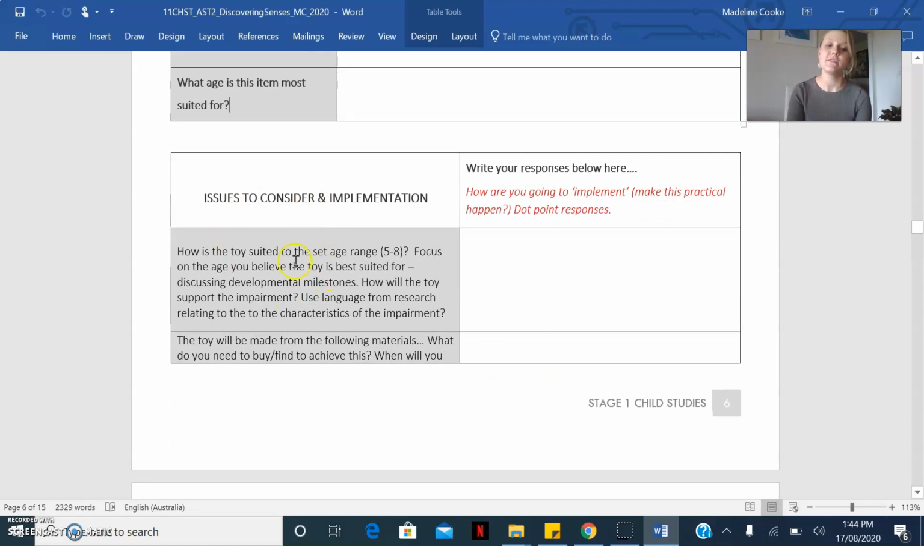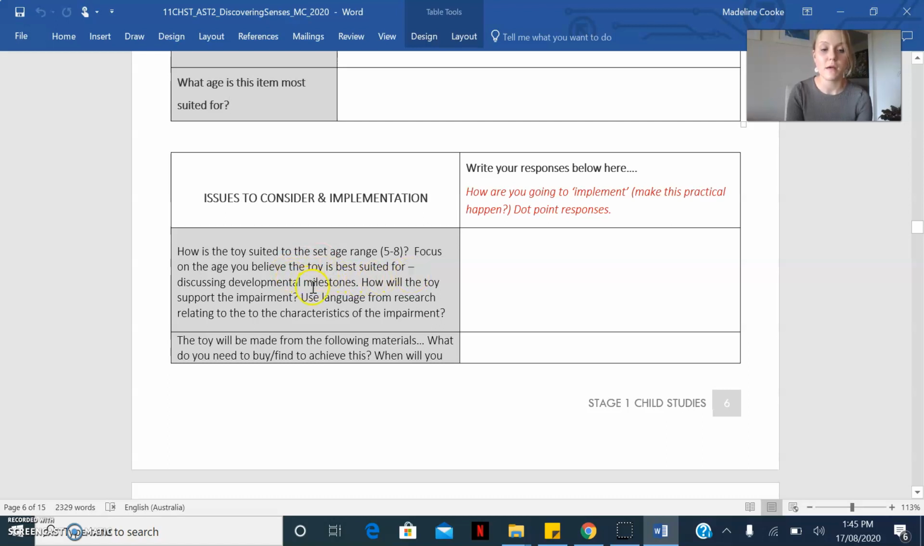We then have lots of issues to consider and implementation. Now, you do not need to answer every single one of these questions or prompts in this box. However, it is prompting you to think more in depth, okay? And you are going to write your responses here next to it, all right? So how is the toy suited for the set age range? Focus on the age you believe the toy is best suited for, discussing developmental milestones.